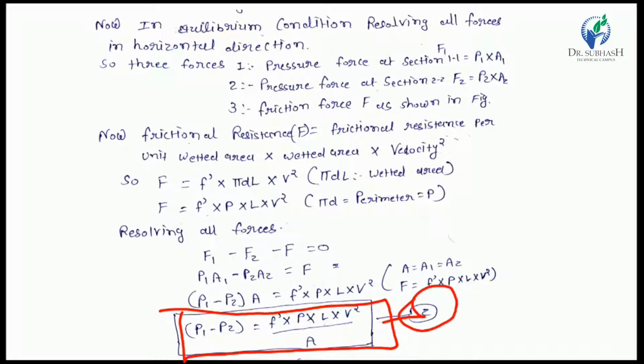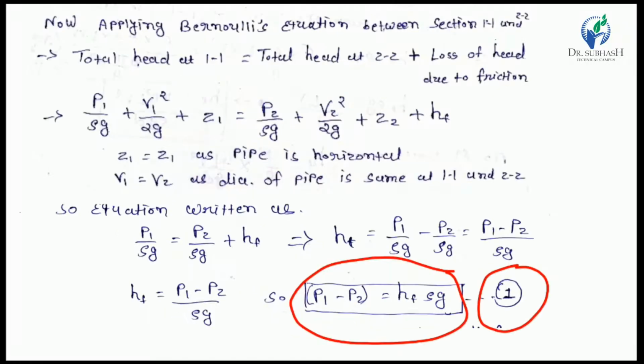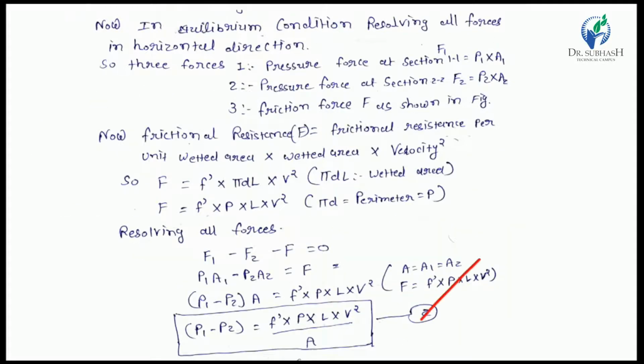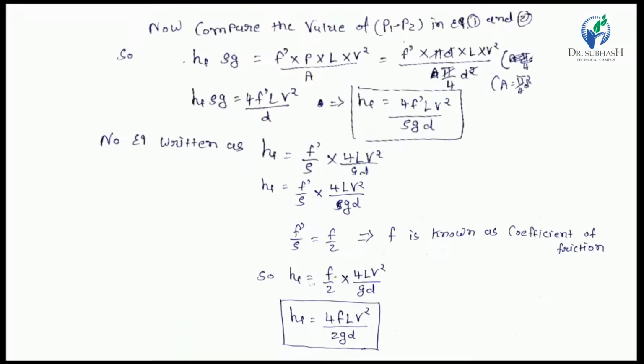So now we have two equations for the pressure difference: equation 1 and equation 2. Now equating the value of pressure difference from equation 1 and equation 2, we write the equated equation.